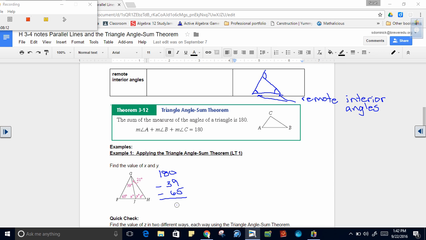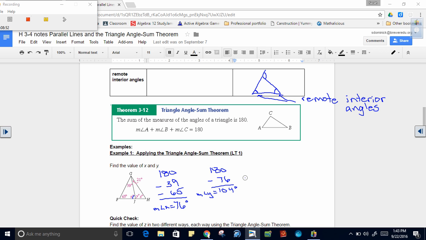If you were to do that math, you would get a 76. So this angle right here, x, the measure of angle x is 76. If I was trying to find y, I would use supplementary angles here, right? X and y make up this line on the bottom. So I would say 180, subtract x, or subtract 76, would get me 104. So the measure of angle y would be 104.